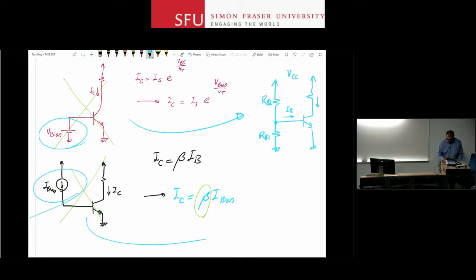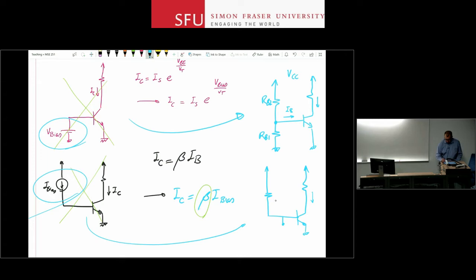Same thing here. If I know the current that I want here, what I can do is say, well, I want this many microamps of current. I know VBE is, let's say, 0.6, 0.7 volts at that current for the IC that I need. So I know the voltage here, VB.